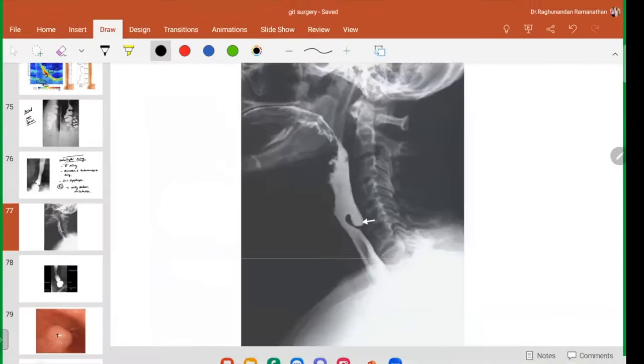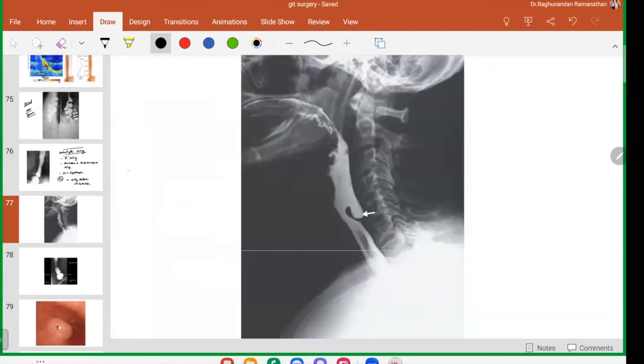Okay, this is going to be your Zenker's diverticulum. Okay, this is your Zenker's diverticulum. Anyone has any doubt? So this is your Zenker's diverticulum.